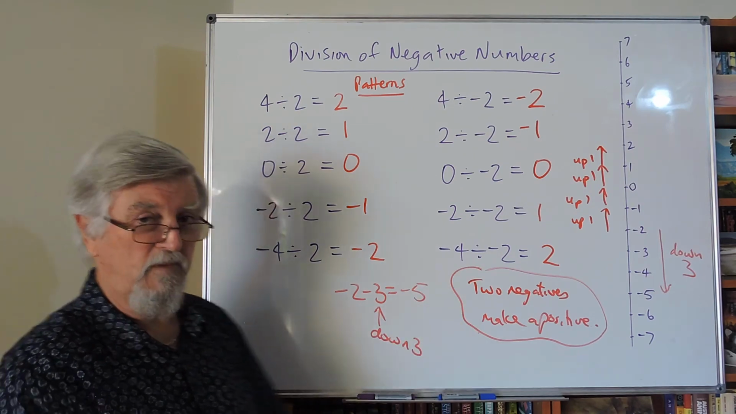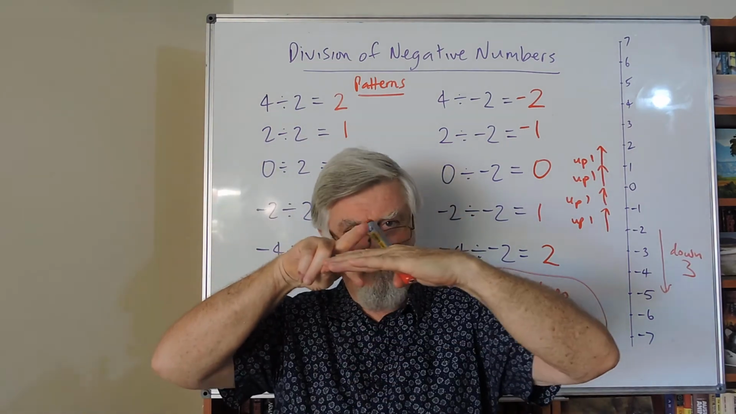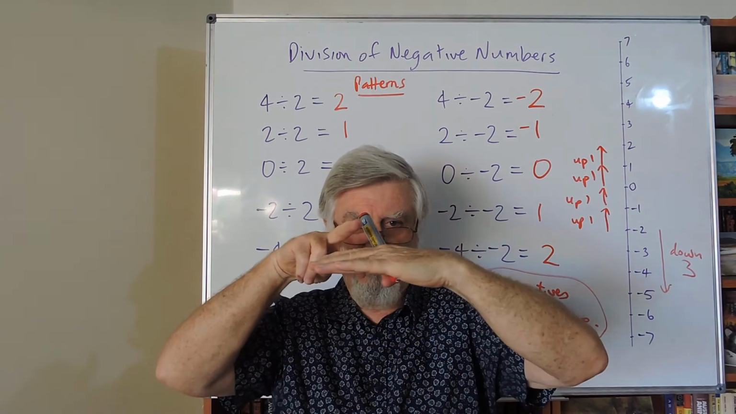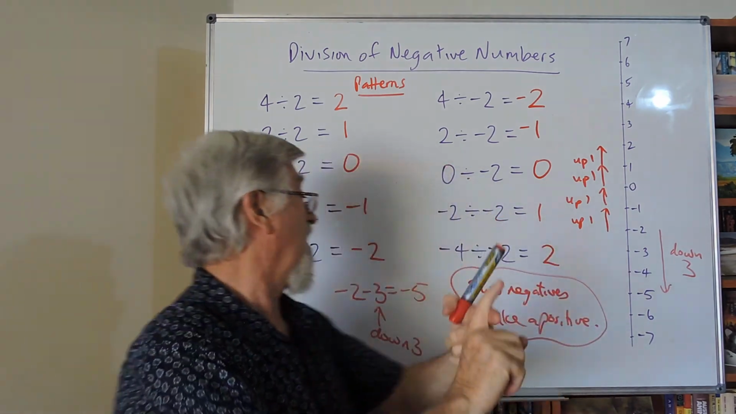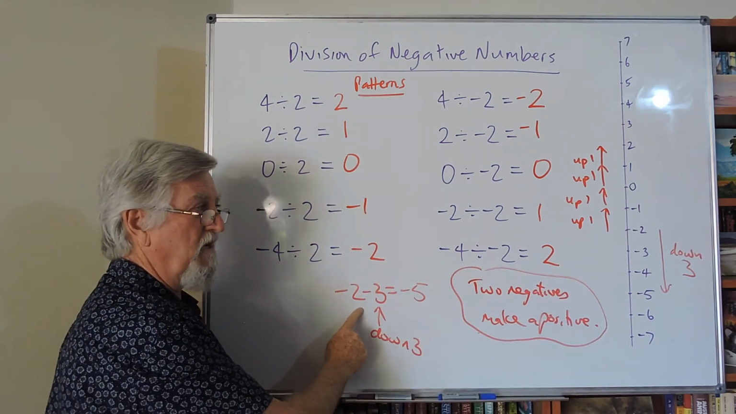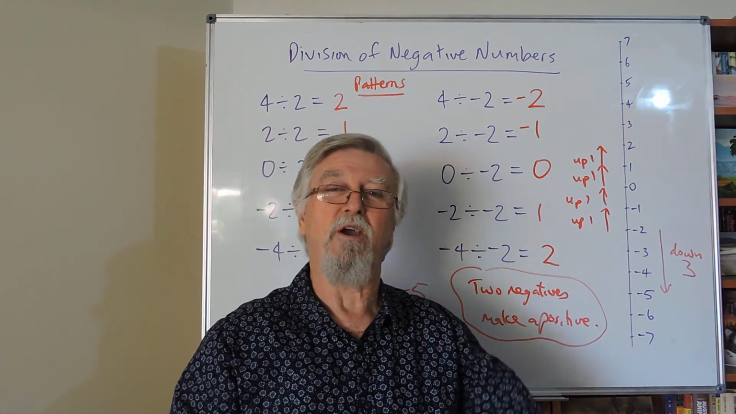So when we are multiplying and when we're dividing, so multiplying and dividing, 2 negatives make a positive. So it doesn't apply when it's just normal subtraction. So we'll go with a mixture of these and show you in the next video.